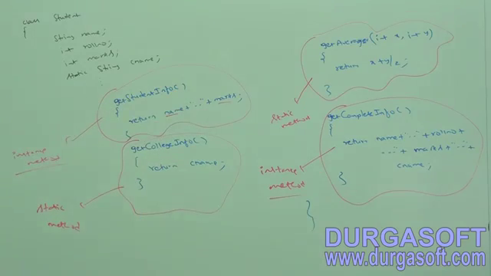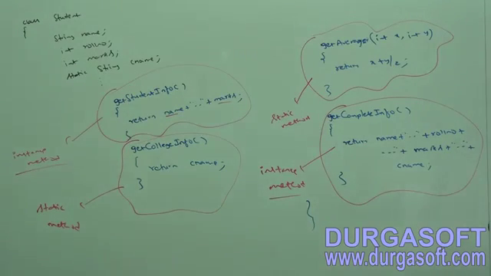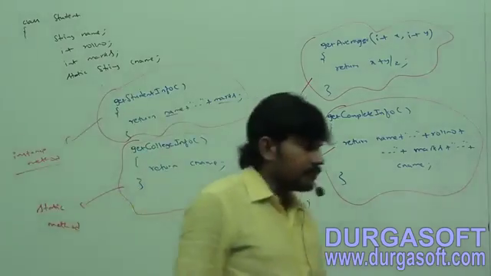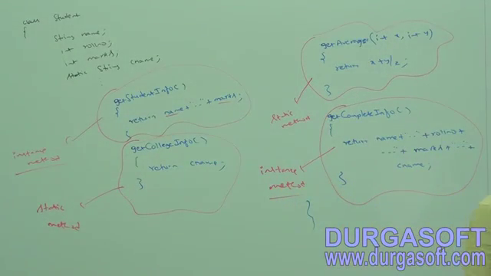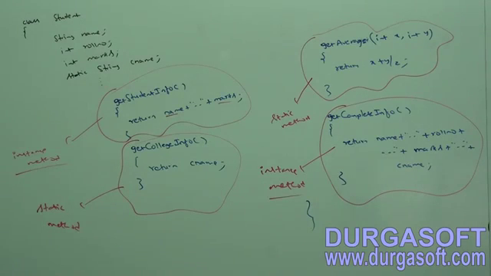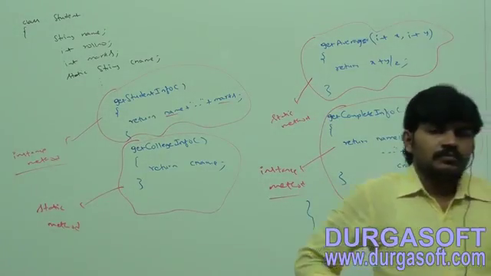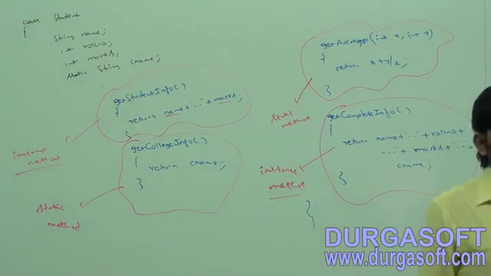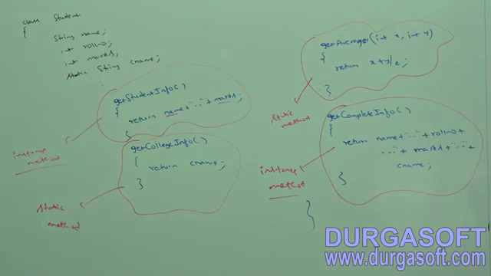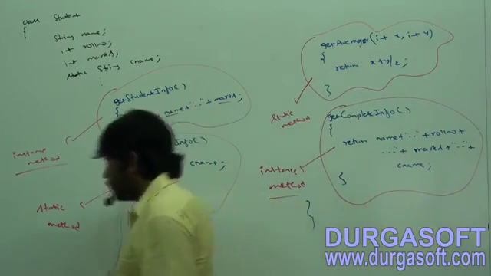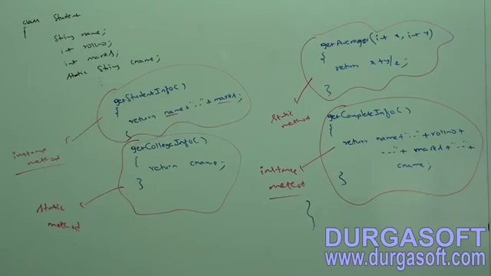Take this example. Class student, string name, int roll number, int marks, static string college name. Take it clearly: when we should go for instance method, when we should go for static method. Compulsorily you people should have clear clarity.